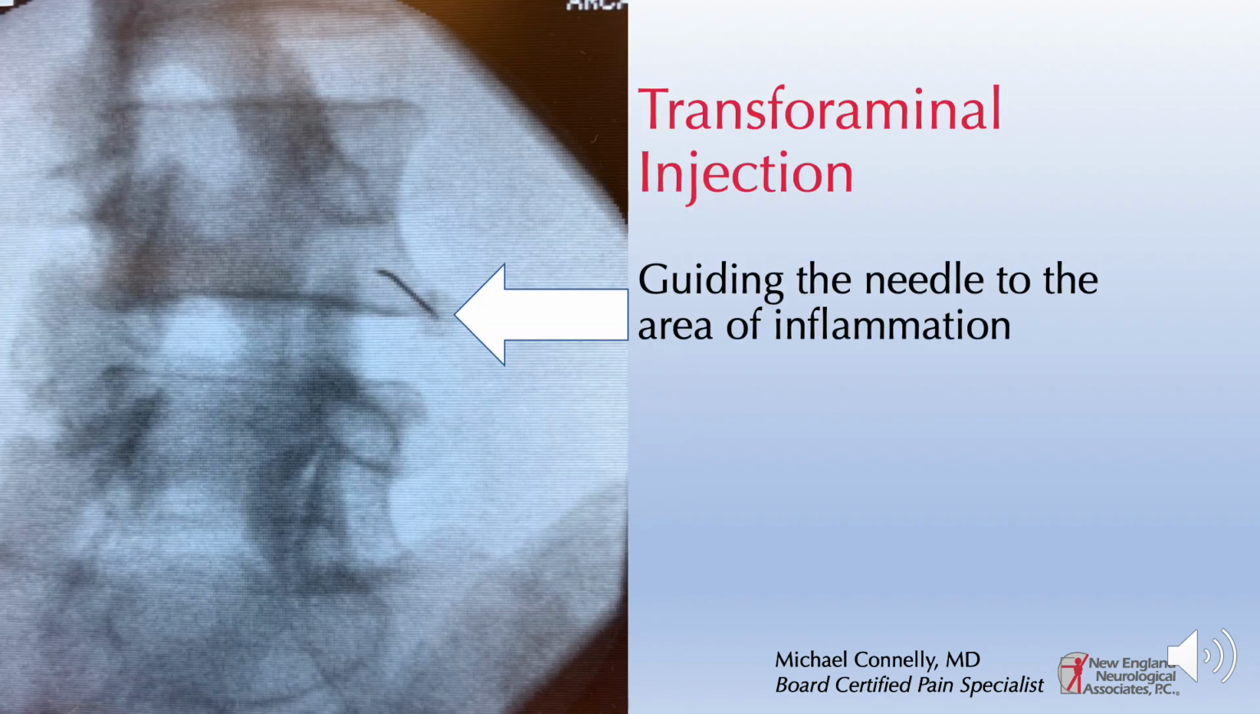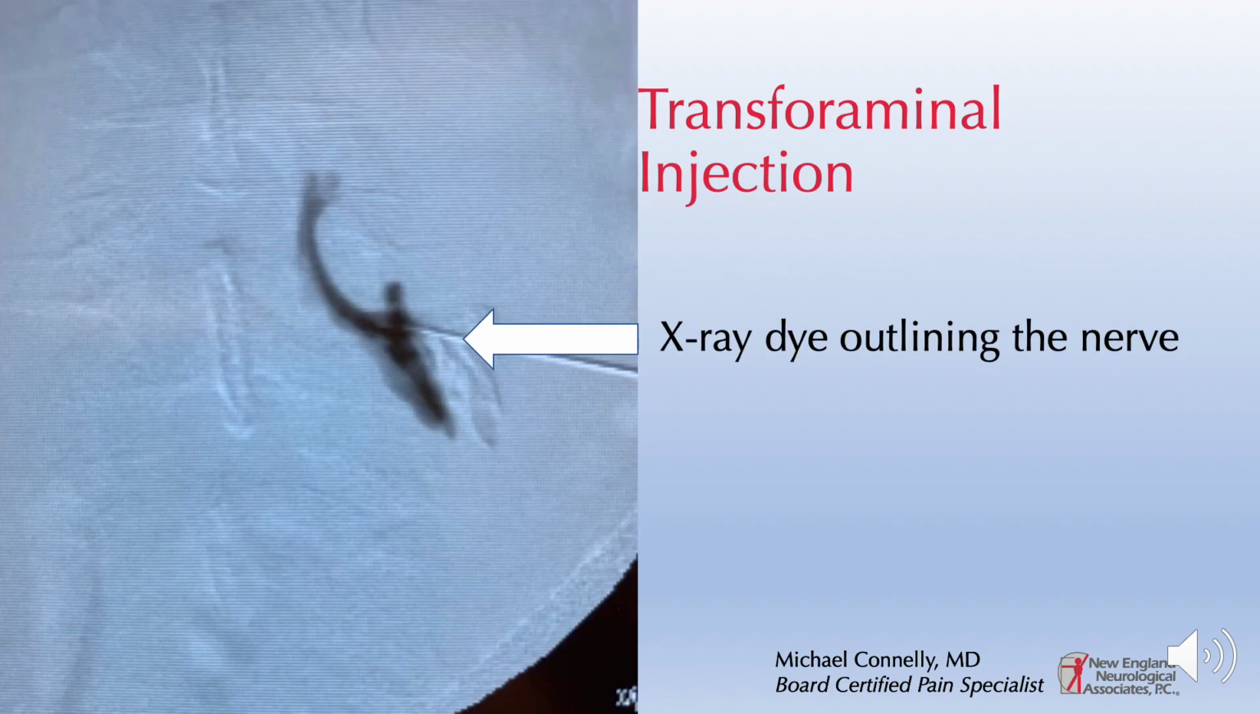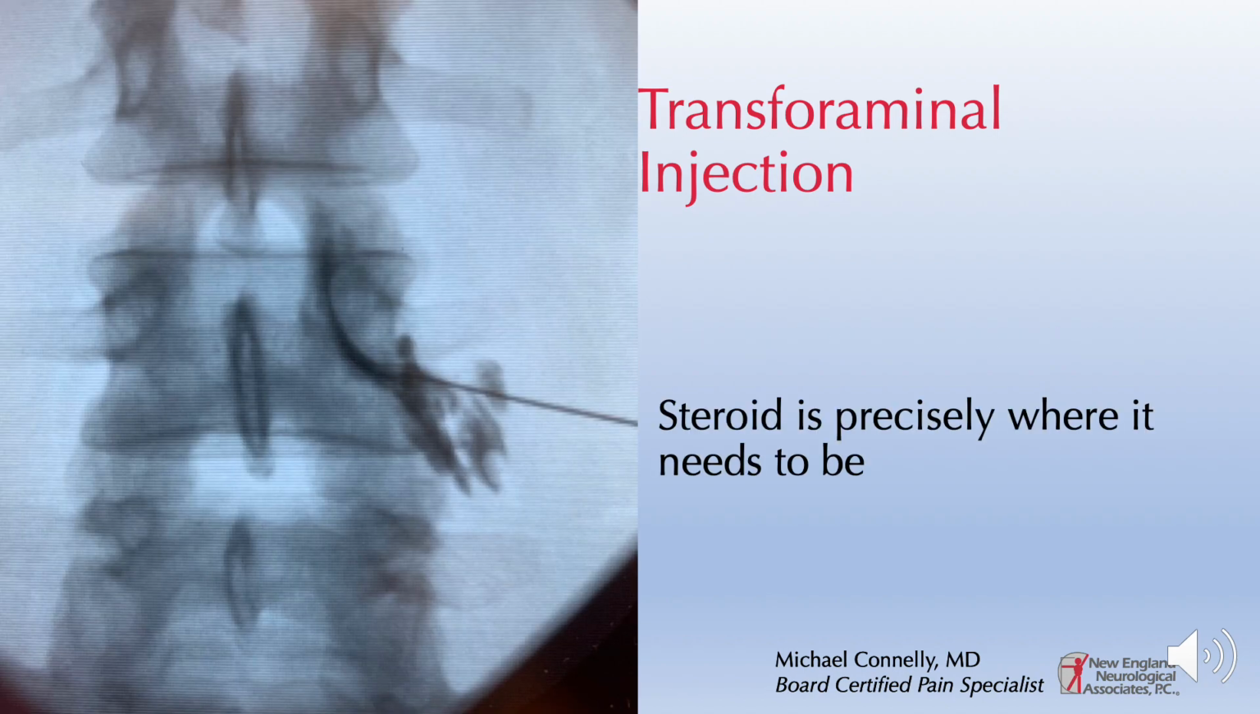Here's what it looks like under X-ray guidance, with the needle being guided toward the foramen. We use a very specific technique called digital subtraction, where we only see the dye so we can be sure we're not putting the medicine in a blood vessel. And this is what it looks like with the final image showing the medicine being placed around the nerve root sleeve.